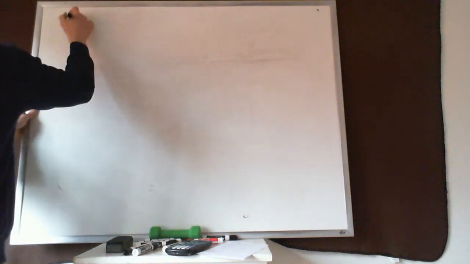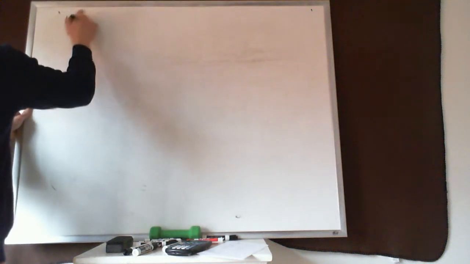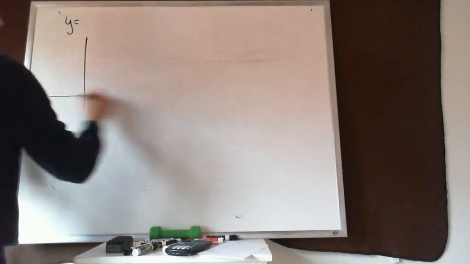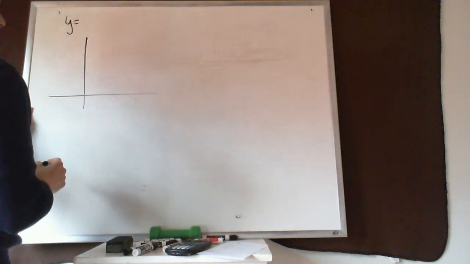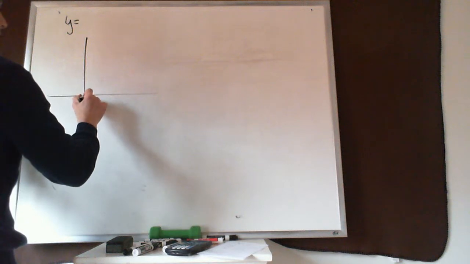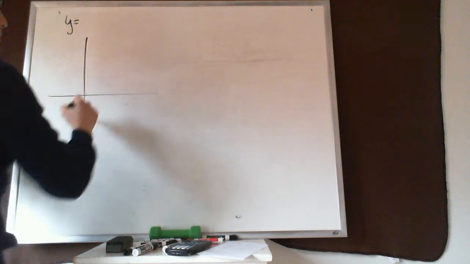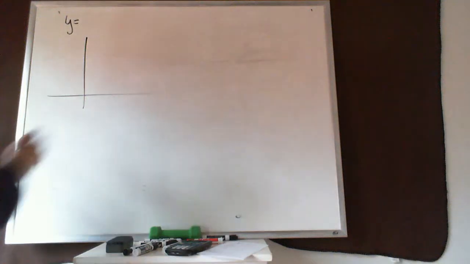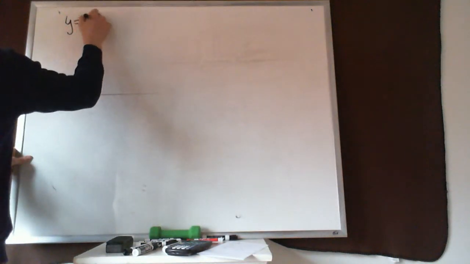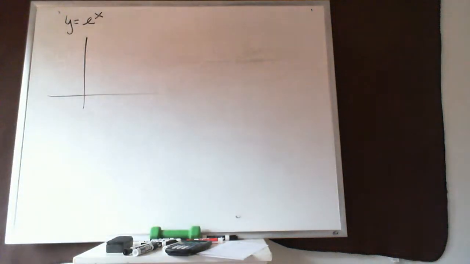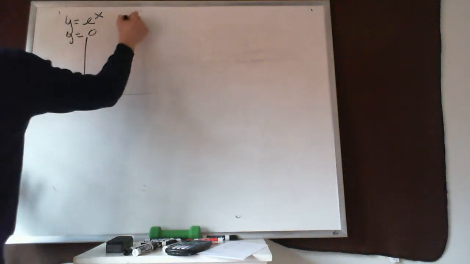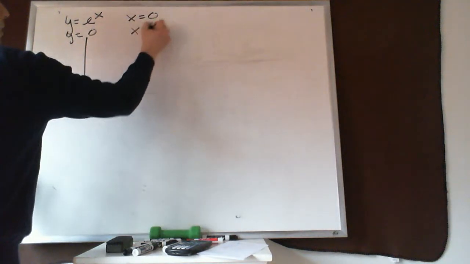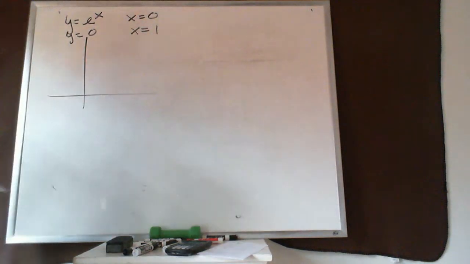let's see, we have y equals, let me just see if I can come up with a function like this. And suppose we have, let's see here, what can I do here? Y equals, say, yes, let's do this one, e to the x. And the other ones are y equals 0, x equals 0, and x equals, say, 1.